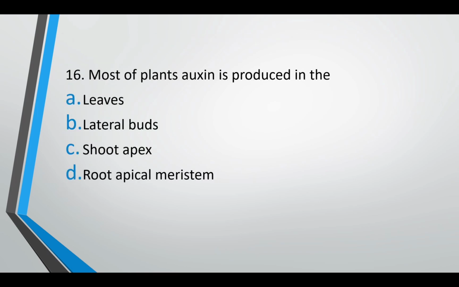Most of the plant's auxin is produced in leaves, lateral bud, shoot apex, root apical meristem. Correct answer is option C, that is shoot apex.